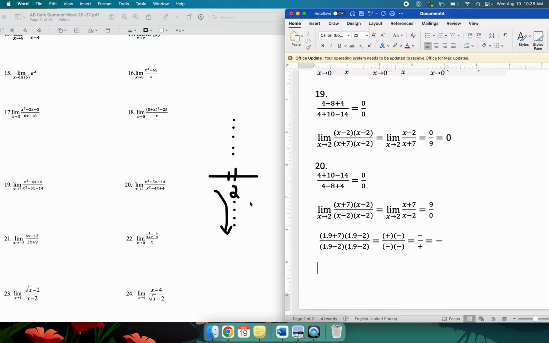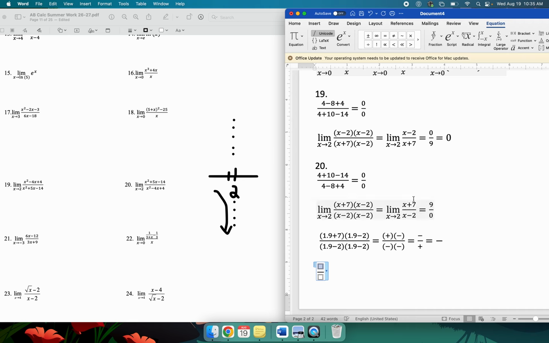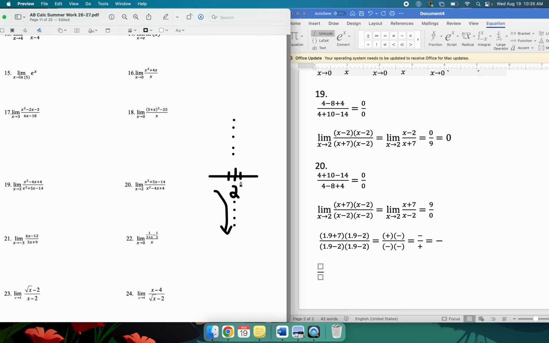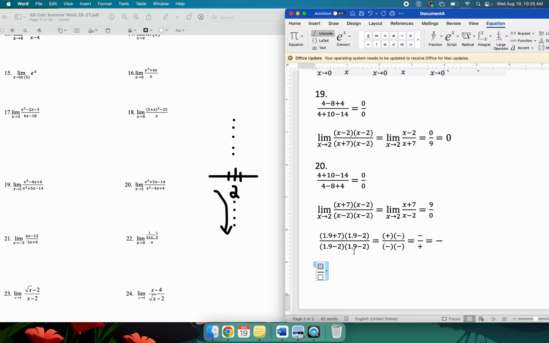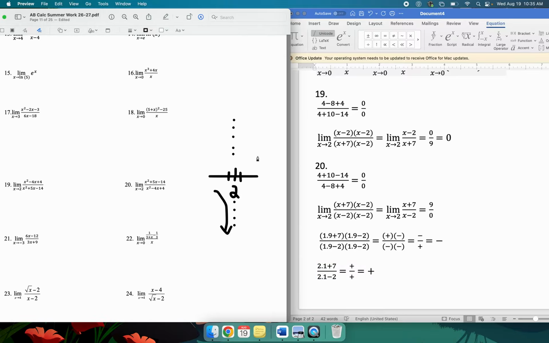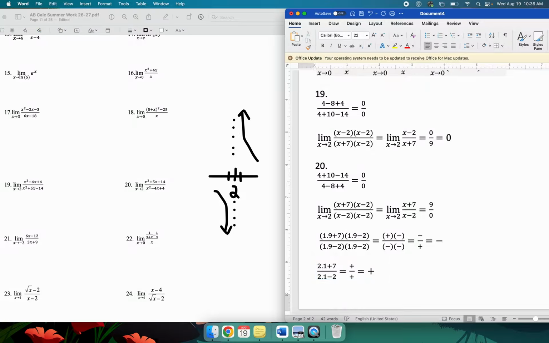So I'm going to plug in a number close to 2 on the right, like 2.1, just to show you, as I say, you can use the simplified version, right? If I plug that in, 2.1 plus 7 over 2.1 minus 2, what does that give you? Well, it's some positive number over some positive number. So the whole thing is going to be a positive number. So the graph is up here. That means the graph is going to positive infinity on that side. So that's what the graph looks like. That's what the vertical asymptote looks like at 2.